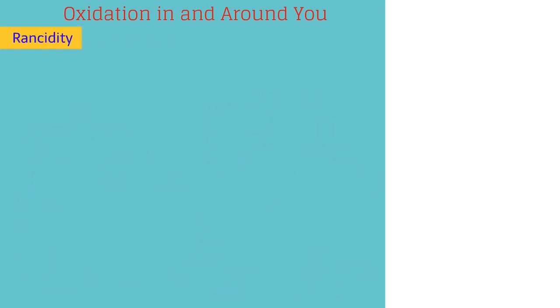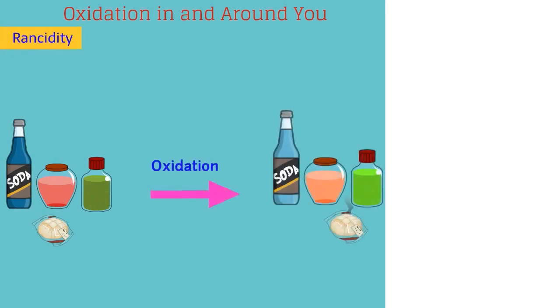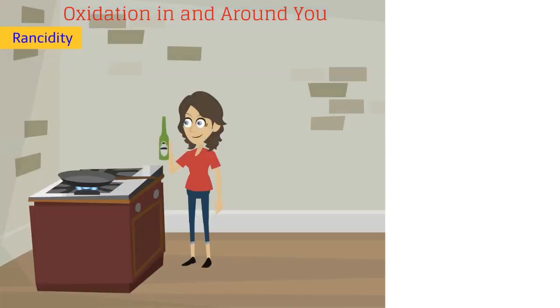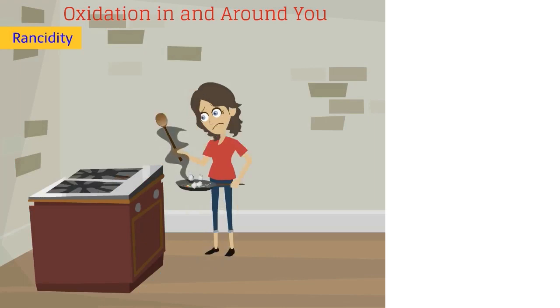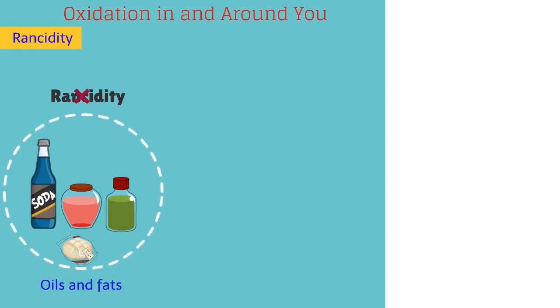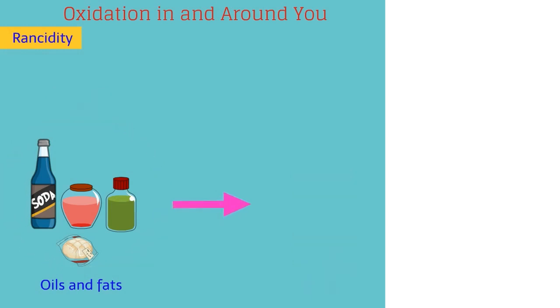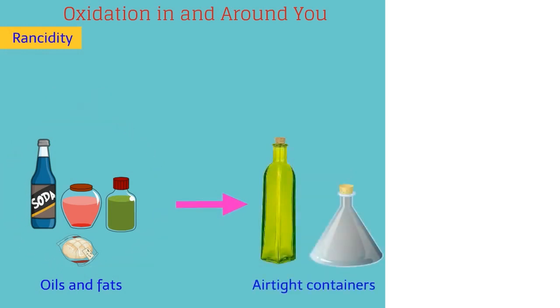Rancidity. When oil or fats are left for long time, then these get oxidized. This process is called rancidity. Rancid oil, if heated, then froths are formed and foul smell comes out. The food cooked in such oil becomes tasteless. To prevent rancidity, antioxidants are used in oils and fats. Also, such food should be stored in airtight containers.